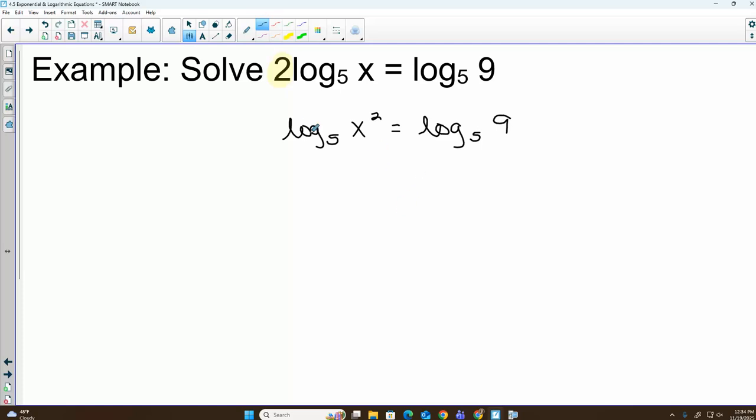Drop the logs. We have a log on each side. Yesterday we added it to each side. Today, if they both have it, we could take it away. We have a single log on each side, so x squared equals 9. Okay, so then, how do we get rid of a square? Square root. Anytime you add square root, you need plus or minus.